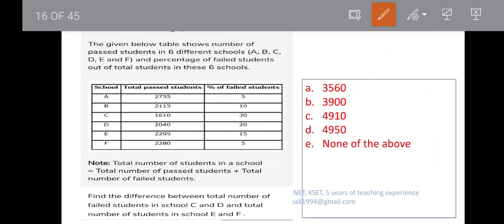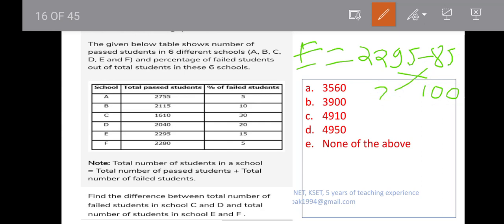So as it is, I will go for E first. The total number of the passed students in E is 2295. You can see, is it? So it is 2295. How much proportion is it? It is 85%, because 15% is failed. That means 2295 will be 85%. How much do we need? Now we don't need the failed students number. We need the total number. Correct? So we are making it 100%. What is 100%? So how will the calculation be?